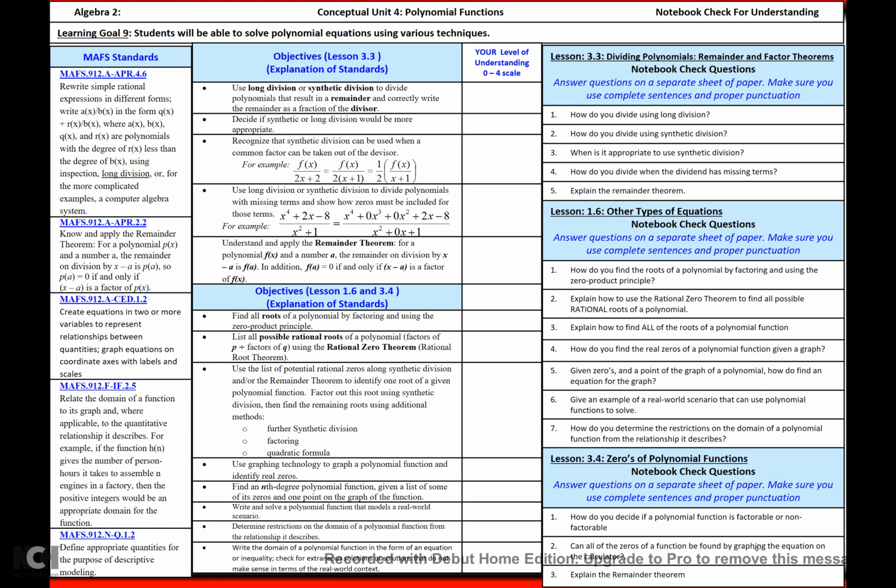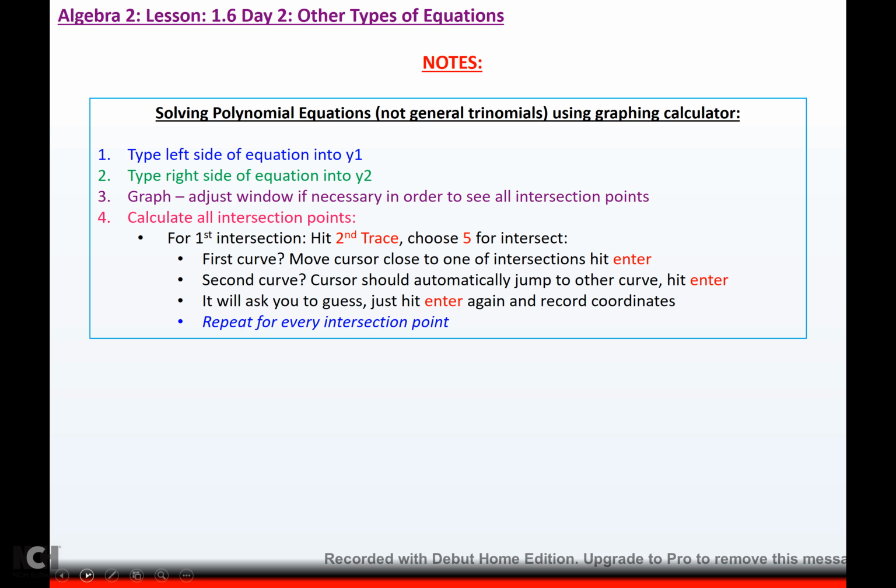Alright, today we are going to be using the graphing calculator a lot to find our solutions to equations, okay? You have a couple of ways to do this. You can type the left side of the equation in for y1, type the right side in for y2, and hit graph, and you're going to calculate all intersection points. So if they gave you a problem like 3x to the fourth equals, I don't know, 2x squared, you go to y1 and type in 3x to the fourth. In y2, you type in 2x squared. And then when you hit graph, you're going to calculate the intersection points.